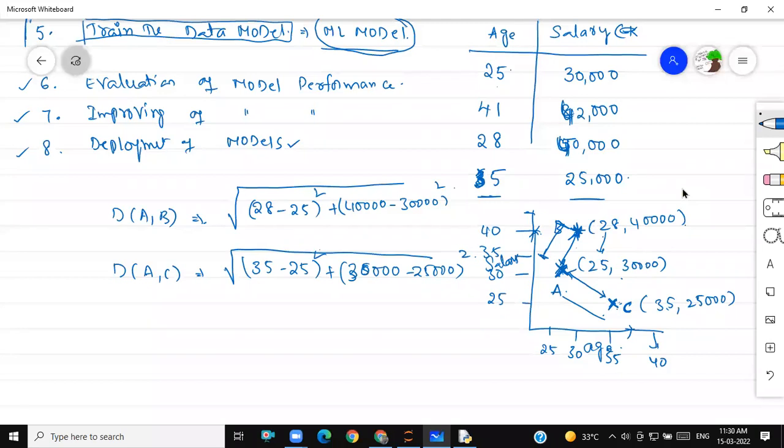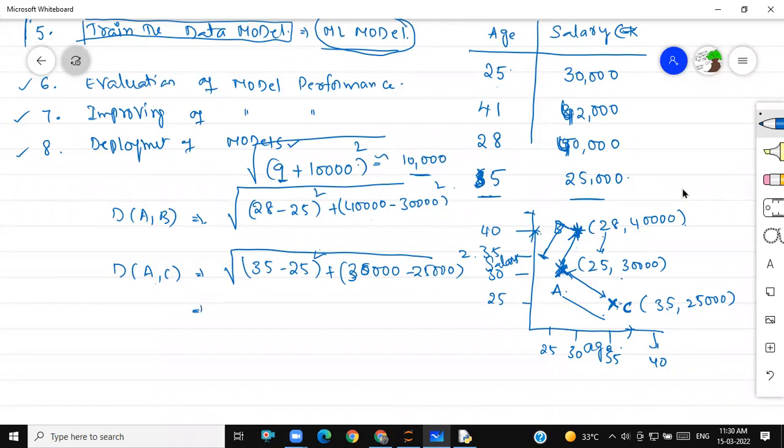You can see very clearly the distance 28 minus 25 is only just a 3 square plus 40 minus, which is going to be 30,000 square. It is almost 10,000 square actually. If I apply the square root, almost all the value will be equivalent to 10,000 only. I can ignore the small part because it is going to become 10,009 square. Square root of them is going to be nothing but 10,000.